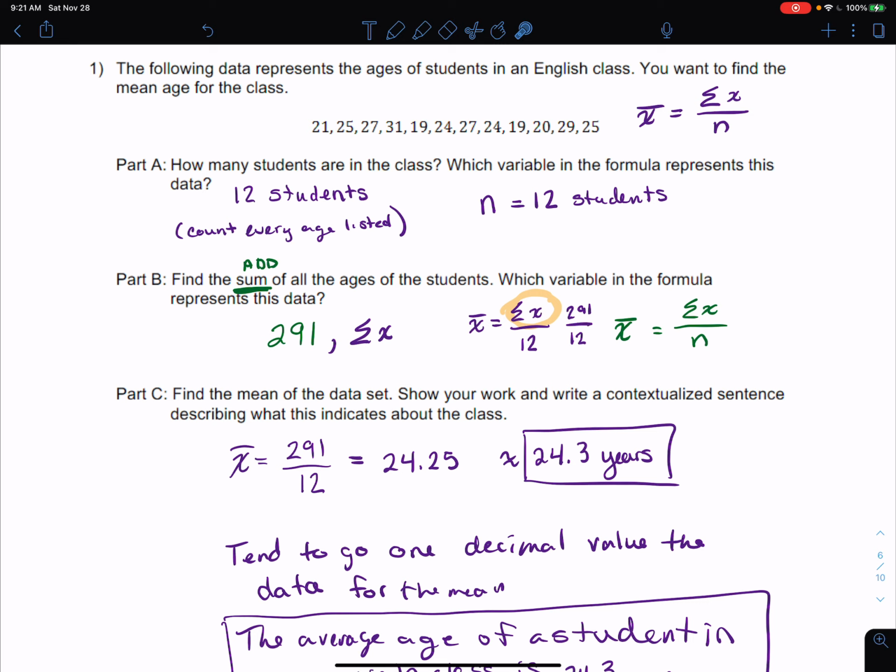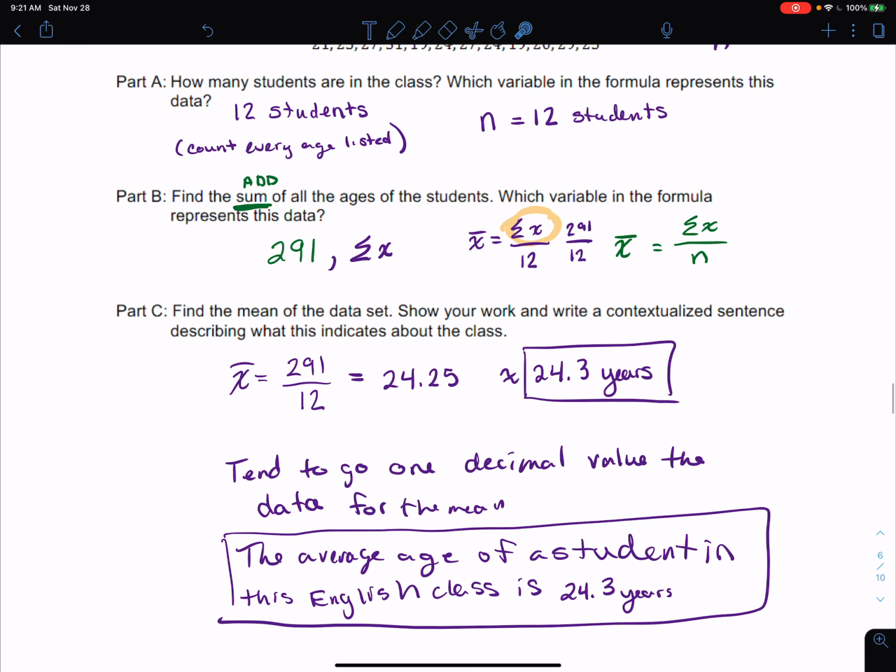If we look at part C, it says actually find the mean of the data set, show your work, and write a contextualized sentence describing what this indicates about the class. So if we think about finding that x bar, that mean, we do the 291 divided by 12, which gives us 24.25. So when we're rounding, we tend to go one decimal value past the data for the mean.